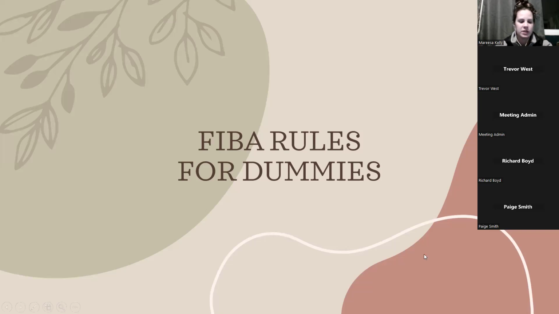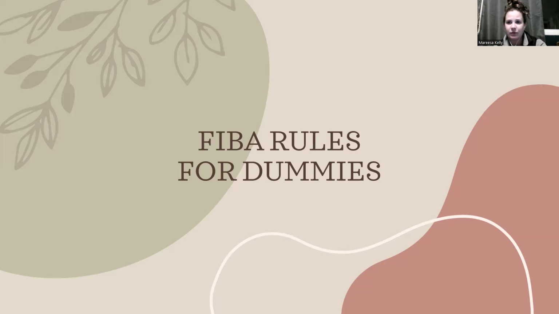So FIBA rules. Important places, Bob sent them out, so you will have them there. Other places that you can find them are on Game Plan or on the Basketball BC website. Literally, if you Google where to find them, you can find them. FIBA rules. It's not too hard to find them.